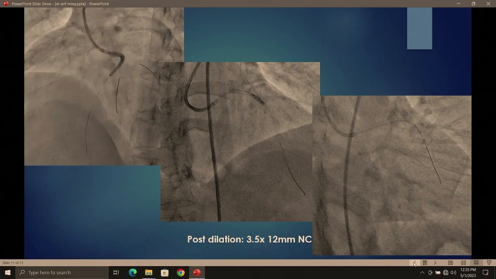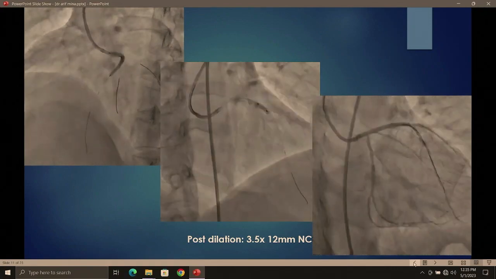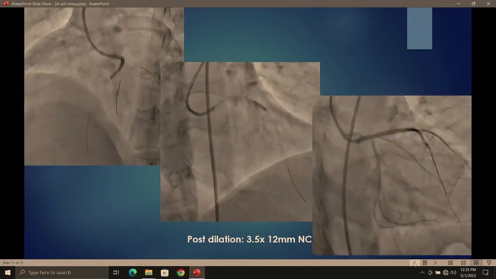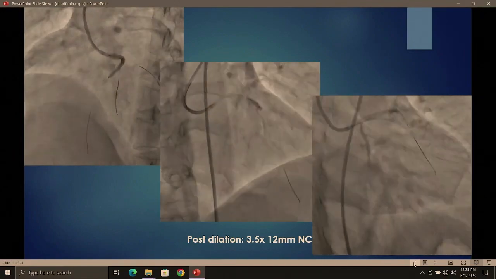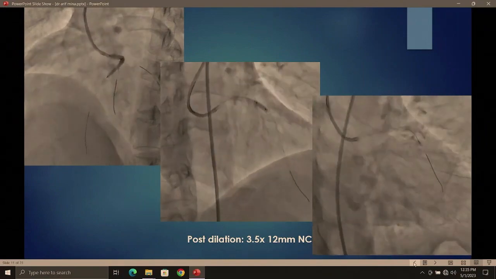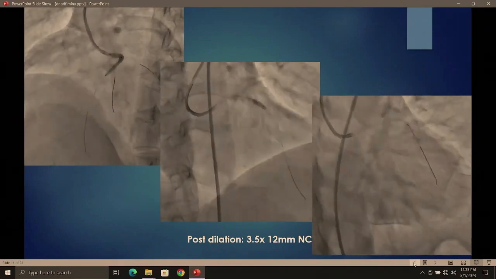So that we don't miss any geographic region in the left main, we covered all the diseased segments of the left main and proximal LAD also. After that, we did post dilation with a 3.5 x 12 NC balloon.